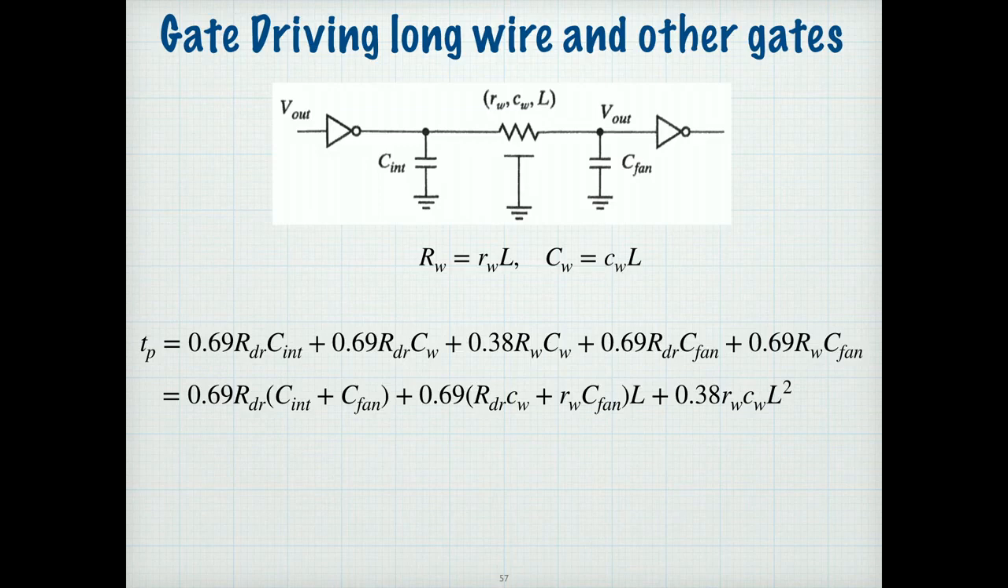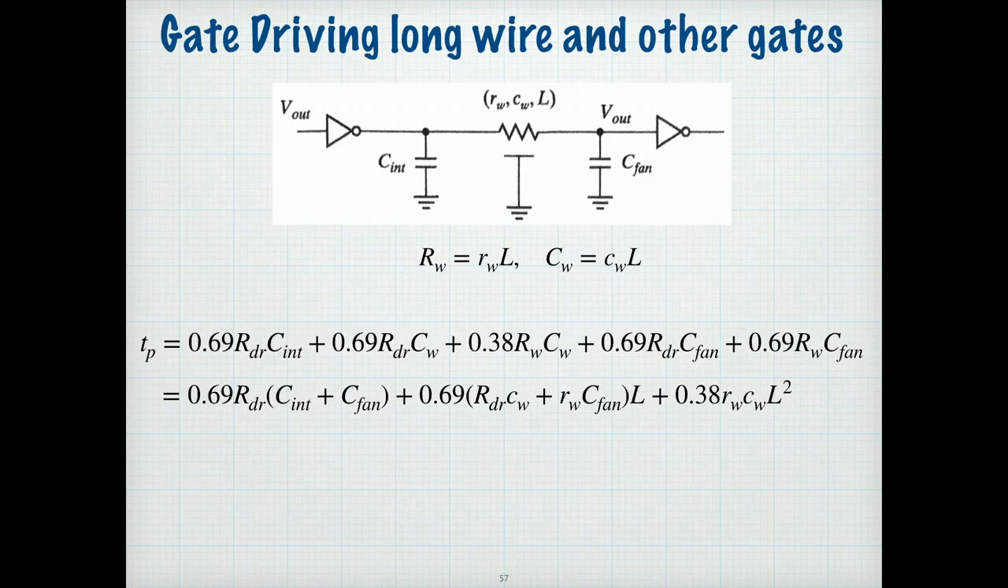And it looks like a big thing, but it's actually pretty simple. It's just a bunch of RCs. What we have is a bunch of components that just add together, because we can use superposition here because it's all linear. It's just R's and C's. So the total propagation delay is going to be a sum of some terms.